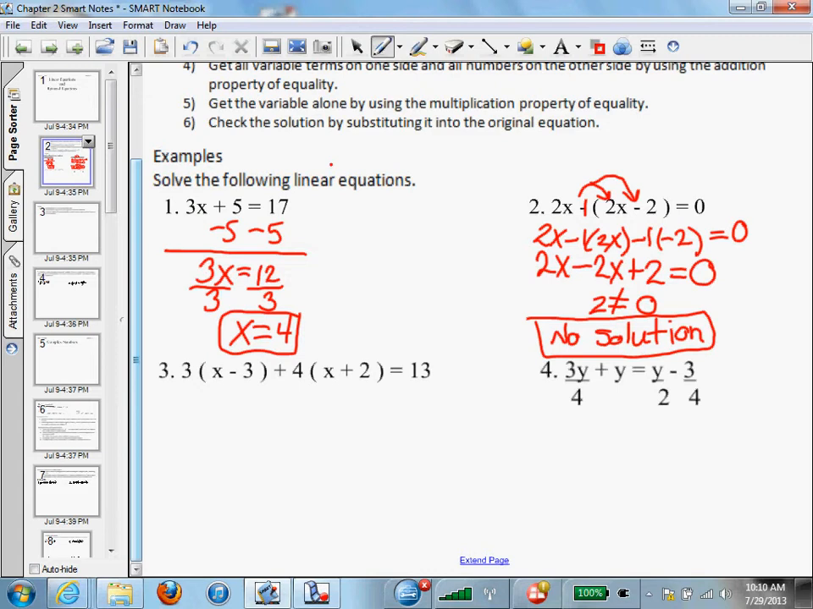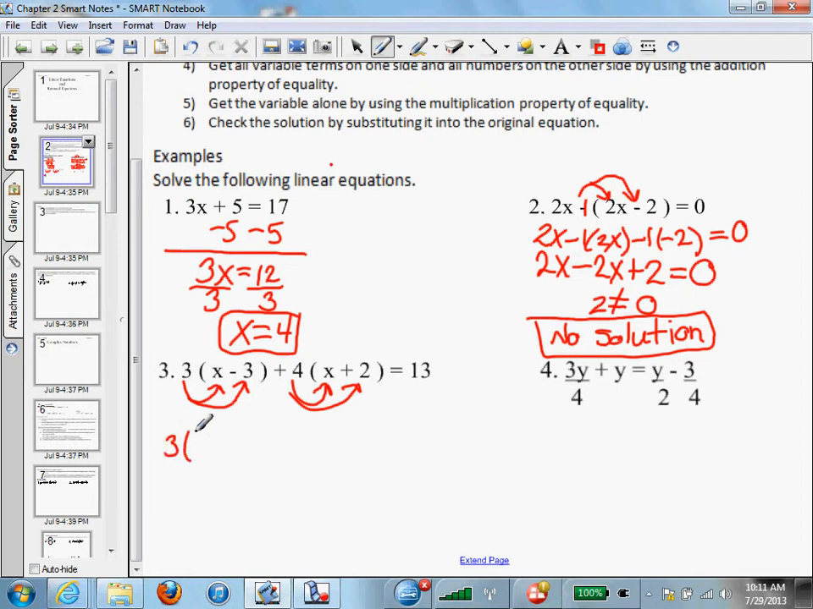Okay, looking at number 3, we have several things going on here. We have 3 times the quantity x minus 3 plus 4 times the quantity x plus 2, all that equals 13. So what you want to do is use the distributive property, take this 3 and multiply it across everything inside this set of parentheses. Then you're going to take this 4 and multiply it by everything in these parentheses, and then we're going to have to simplify with our variables and see what we get for that.